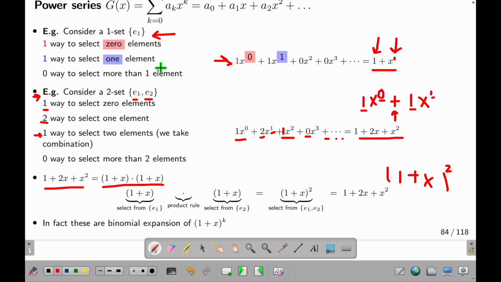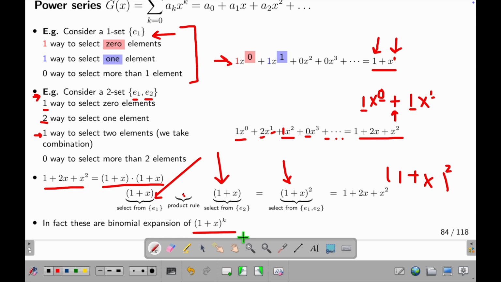What is 1 plus x? 1 plus x is how many ways you can do selection in one set, right? This dot is a product rule, right? What's the product rule? Select 1 from P and select 1 from Q is the same as select 1 from the Cartesian product PQ. This is select one thing from set P. This is select 1 from Q. This dot means select 1 from P and Q is this, and they are all equal. Furthermore, what is this? This is exactly the binomial coefficient.